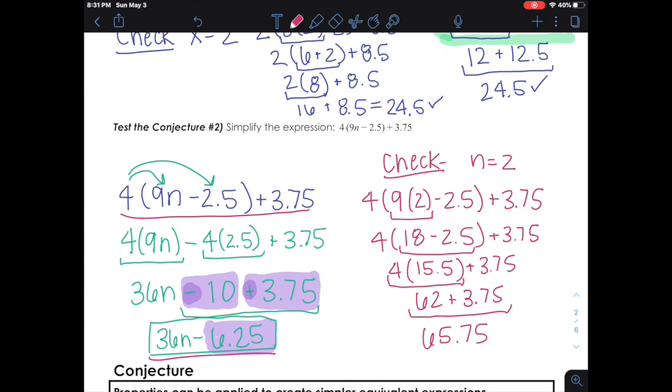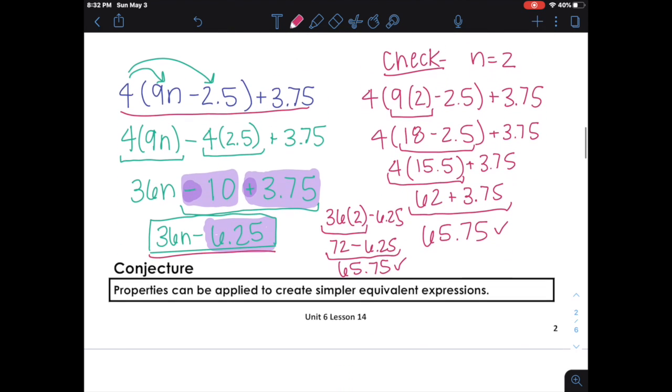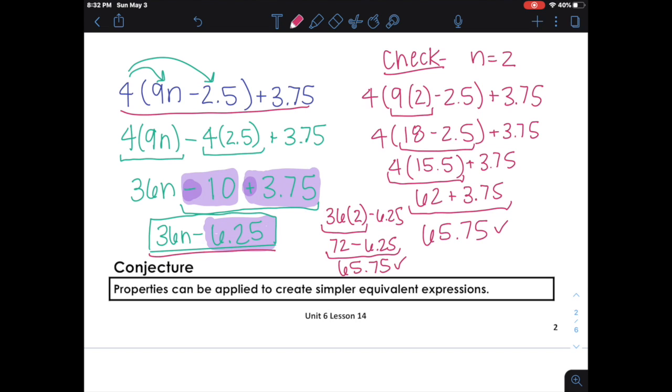65.75. Okay, so now let's see if when we plug in to the bottom expression, if we still get the same answer. So we have 36n, which n is 2, minus 6.25. So 36 times 2 is 72 minus 6.25, and 72 minus 6.25 is 65.75. So we did get equivalent expressions.